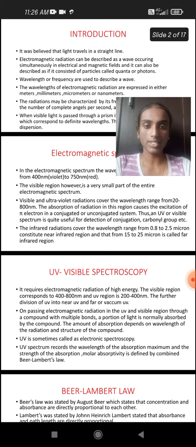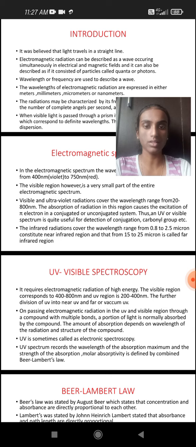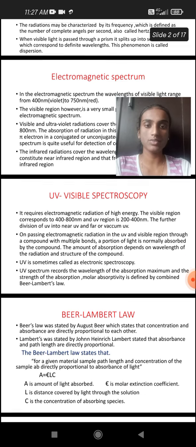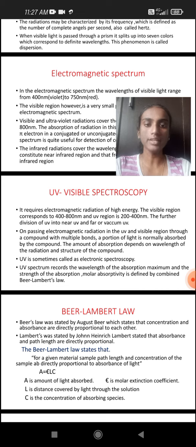The infrared radiations covering the wavelength range from 0.8 to 2.5 micron constitute the near infrared region, and that from 15 to 25 micron is called the far infrared region. And next one is UV visible spectroscopy. It requires electromagnetic radiation of high energy. The visible region corresponds to 400 to 800 nanometer and the UV region is 200 to 400 nanometer. Further division of UV into near UV and far or vacuum UV.